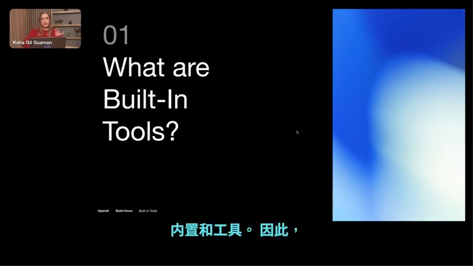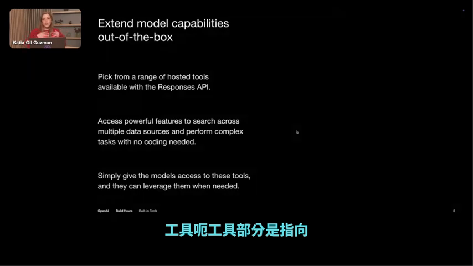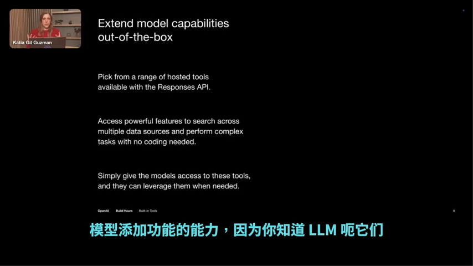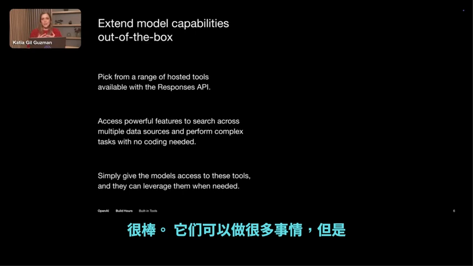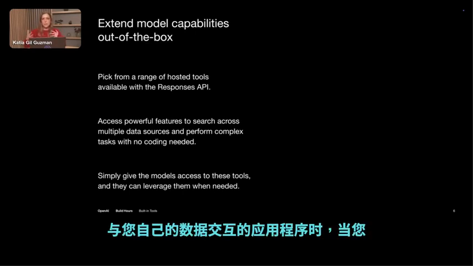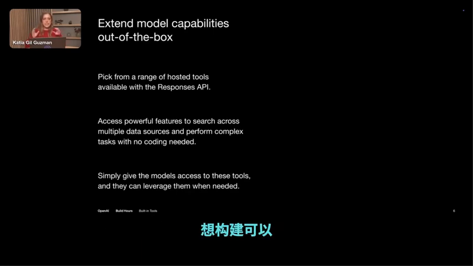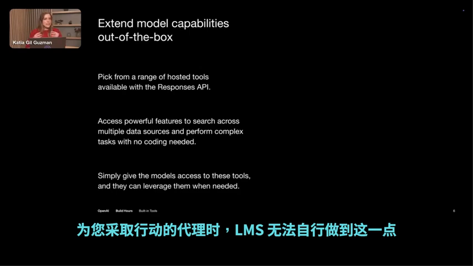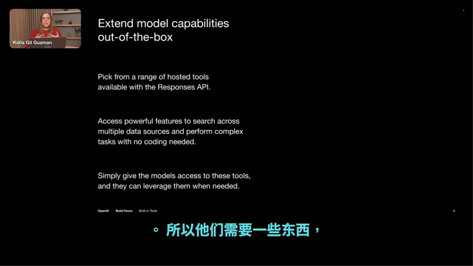And so the tools part refers to the ability to add capabilities to the models because LLMs, they're great. They can do a lot of things. But when you want to build apps that can interact with your own data, when you want to build agents that can take actions for you, LLMs can't do that on their own. So they need tools to be able to perform those actions. And so that's what we're going to talk about today.